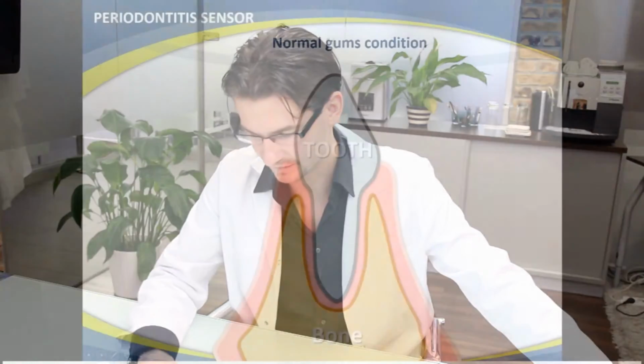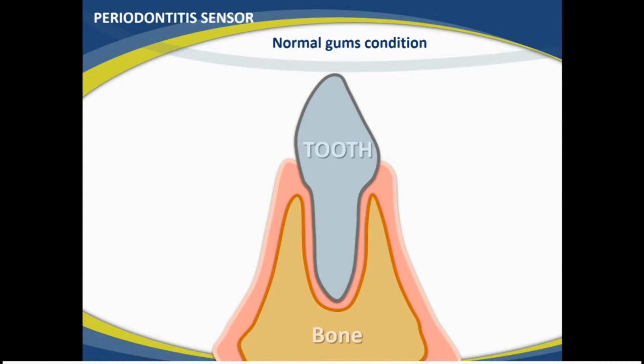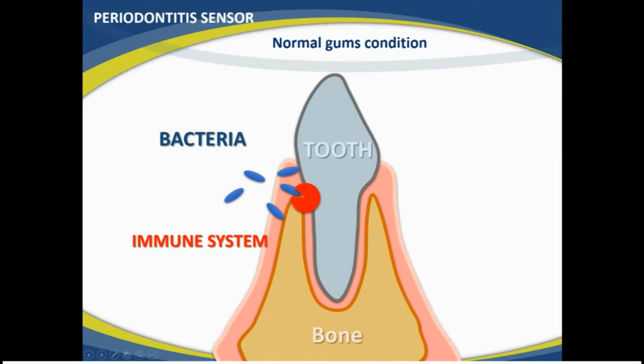And now let me first explain the concept of periodontitis. In our gums, this is a cross-section of a tooth. There's the bone holding the tooth, and that's the gums. There is a constant fight between bacteria and our immune system. So bacteria invade the tissue, and the immune system fights them back. Usually this is a constant battle. However, it's not a very aggressive attack. It's not a very aggressive response.